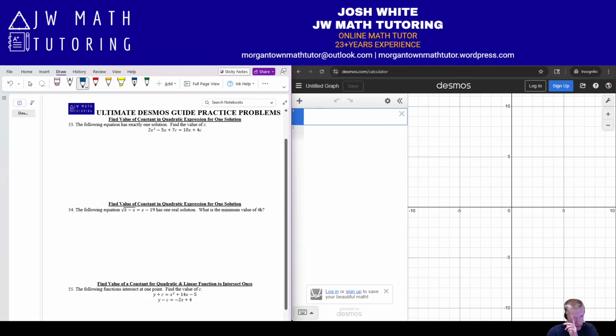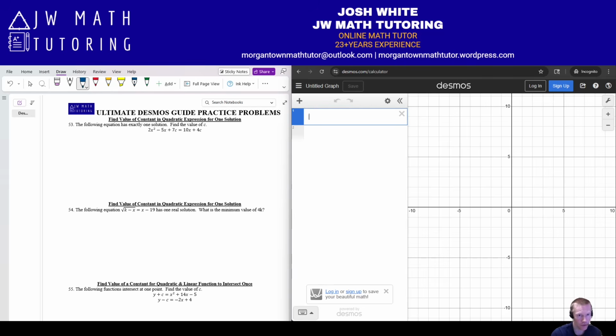All right, so here's the first example from the guide, problem 53. Here's an equation, and basically it says the following equation has exactly one solution, find the value of c. So in other words, what's the value of c, which is a constant, such that this equation has only one real solution?